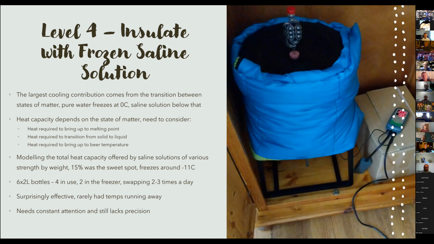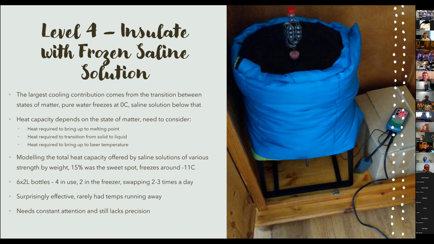Level 4. Now we're getting into kind of involved methods. So you can insulate your fermenter and use a frozen saline solution. And this photo is actually of my beer brew, if you will, before I got a conical fermenter, which I'll talk about later. But yeah, I had a kind of a standard plastic fermenter, my very first one that actually got me into brewing. And it was a sleeping bag wrapped around it. And in the corners, there were 4 2-liter bottles with frozen saline solution.